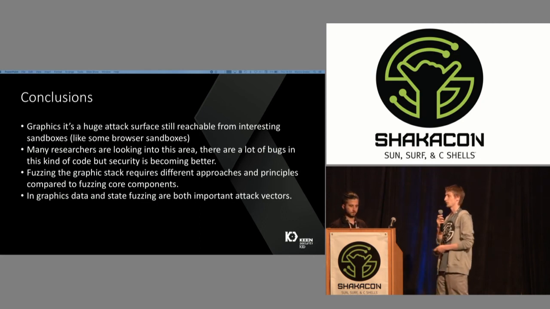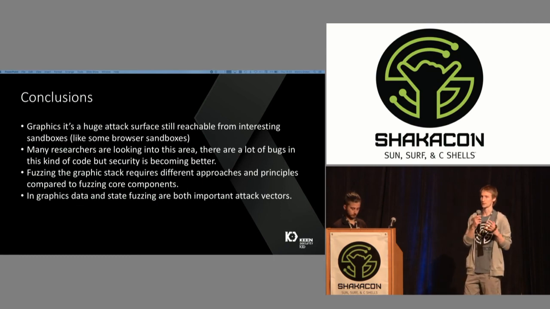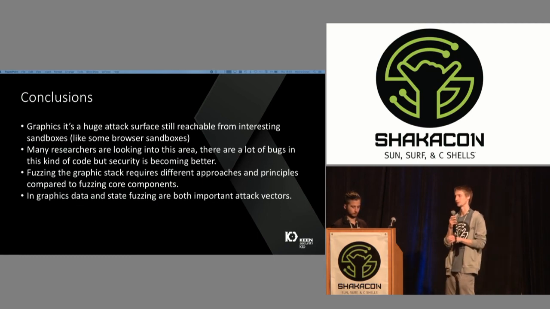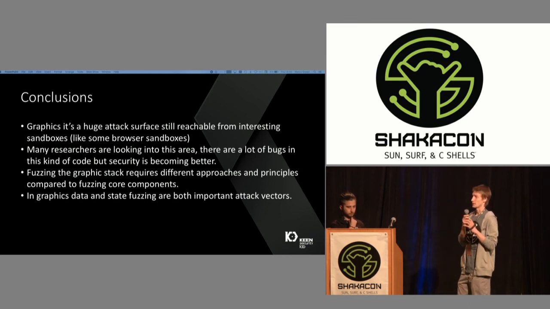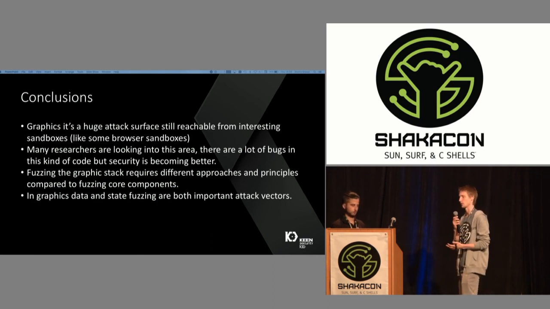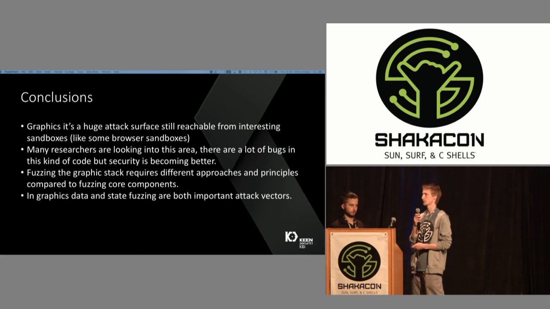And it's also important to note that when you're fuzzing graphics, you need to incorporate different approaches and principles, because it's different from fuzzing the core components of the kernel. And also the second thing is that in graphics fuzzing there are two important vectors. It's data fuzzing and it's content fuzzing. And they are almost equal in graphics.